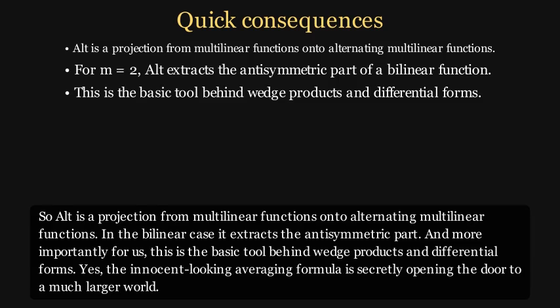So alt is a projection from multilinear functions onto alternating multilinear functions. In the bilinear case it extracts the antisymmetric part. And more importantly for us, this is the basic tool behind wedge products and differential forms. Yes. The innocent-looking averaging formula is secretly opening the door to a much larger world.